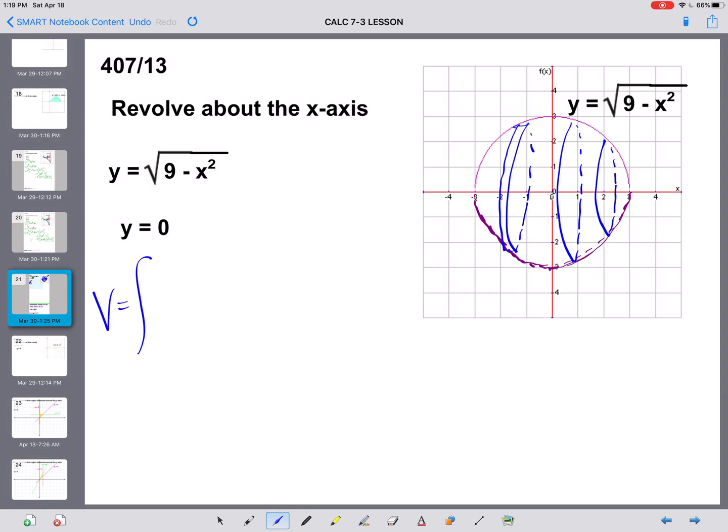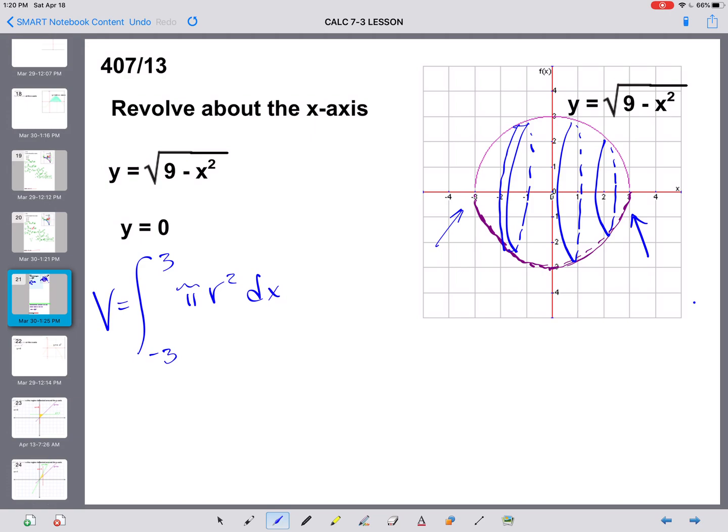Volume equals, where are we going to start our slices? Right here at -3. Where are we going to end the slices? Right here at +3. Then we got pi r squared. Again, why pi r squared? Because the cross section, if you slice this and look at it, it's going to be a circle. That's going to be the area times the thickness, and the thickness is dx.